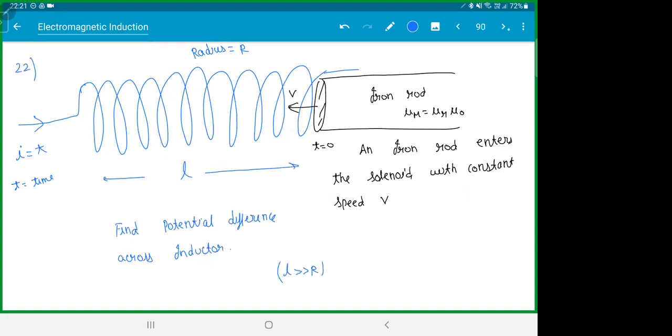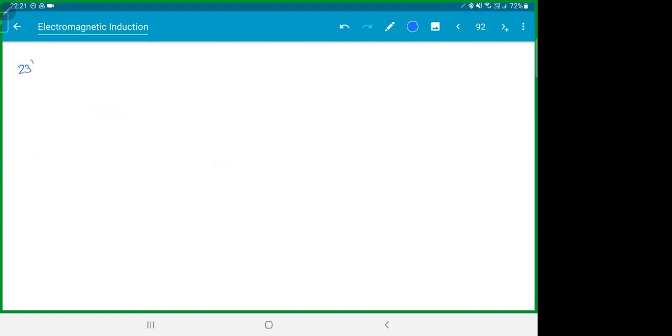Next one. Let's do an easy one. You have a solenoid and you have a battery. That's it. Only solenoid and battery. So when the switch is closed, find the current in the solenoid as a function of time t. Straightforward question. If you connect a solenoid to a battery, you know what happens when you connect a capacitor, Q is equal to CV. You know what happens when you connect a resistor, I is equal to V by R.